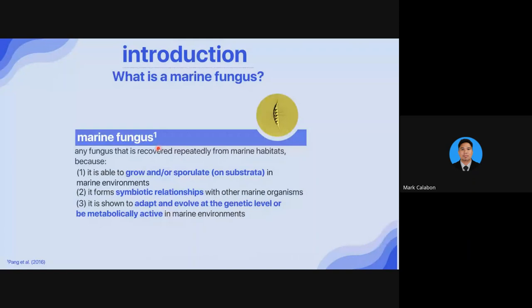Another is they adapt and evolve at the genetic level or are metabolically active. So, again, when you do certain analysis, evolutionary at the genetic level, or you put some analysis like metabolomics to determine the composition of the particular fungus compared to a terrestrial one, then maybe you can find the differences. But at the genetic level, that particular fungus already evolved to adapt to marine environments, whether it's from other terrestrial genera.